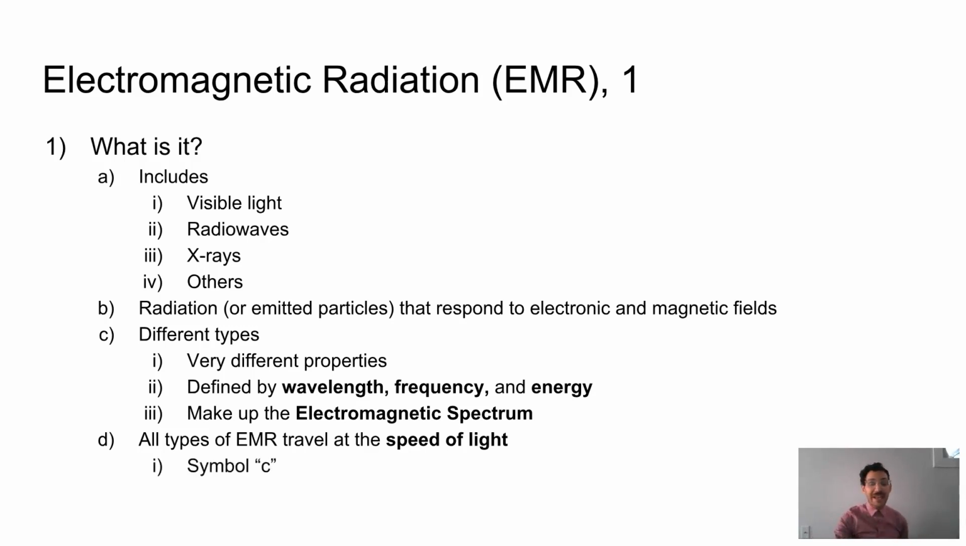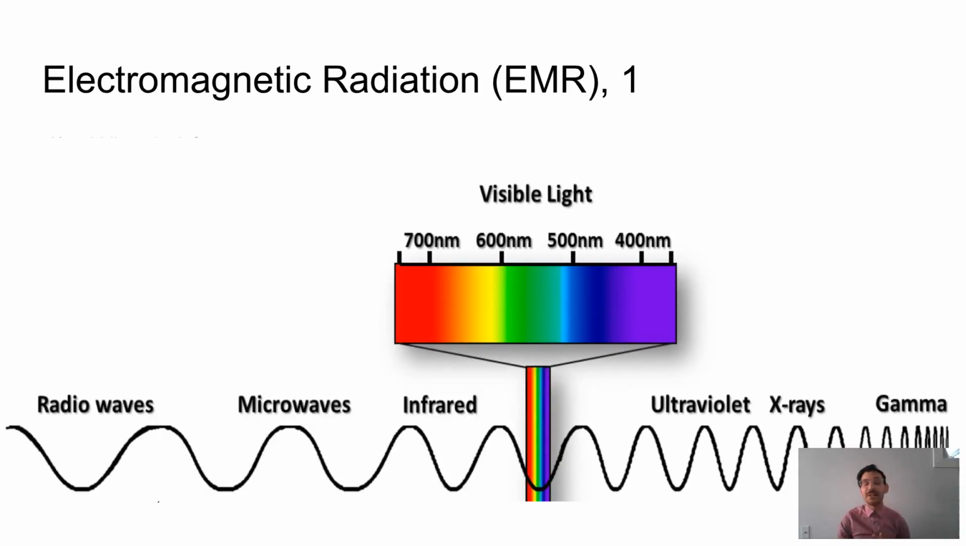And we have a symbol, c, for the speed of light. We say that the speed of light is roughly 3.0 times 10 to the 8th meters per second. That's how fast it travels. It's pretty fast.